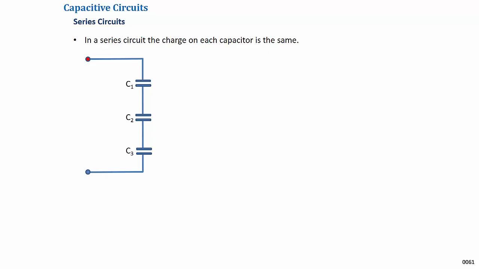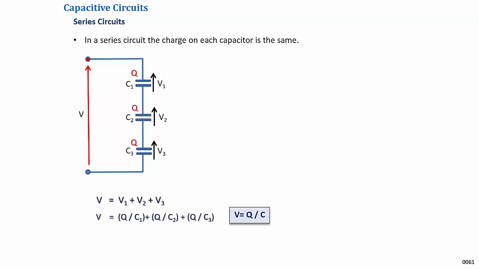A series circuit is one in which all the elements are connected nose to tail. So in the circuit fragment shown, the three elements C1, C2 and C3 are all connected in series. When the source is connected, a current will flow, building up the same charge on each capacitor until the sum of voltages across each of the capacitors equals the supply voltage. So V equals V1 plus V2 plus V3.